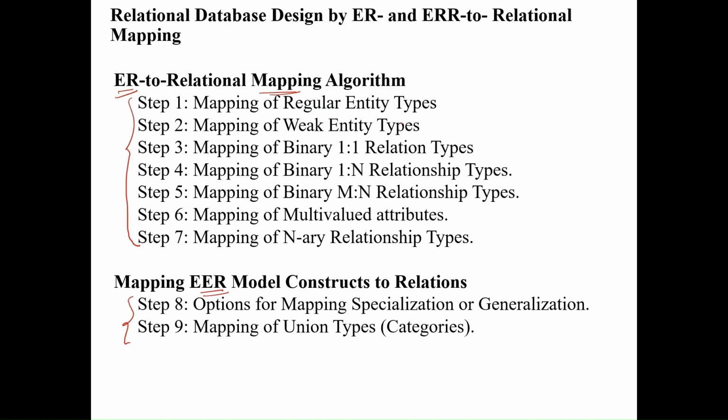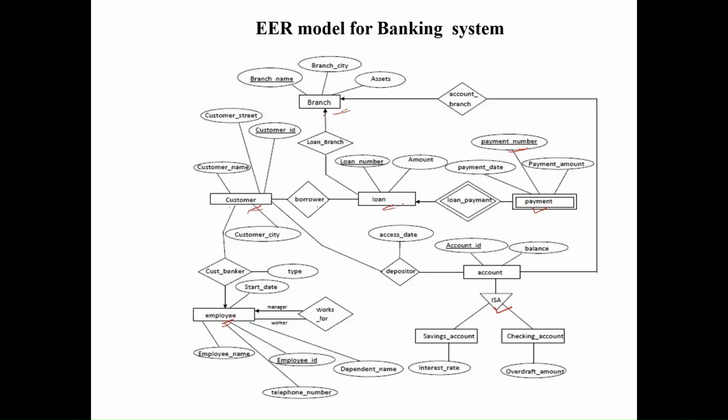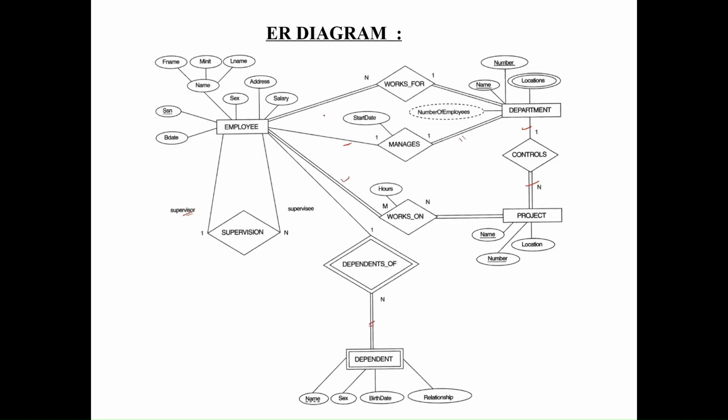So first is mapping of regular entity type. Regular means strong entity. So in this diagram, what are the regular entities in this ER diagram? Employee, department, and project. These are all the regular entities or strong entities. For that, we have to draw the relation schema. All these strong entities become relations.